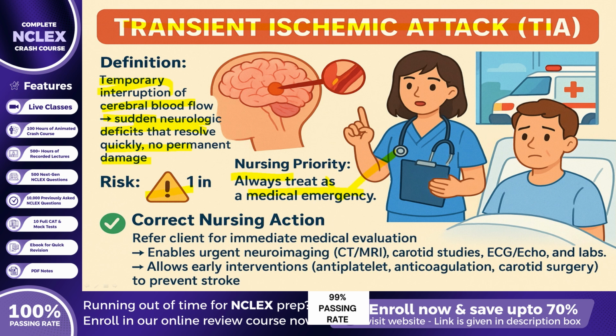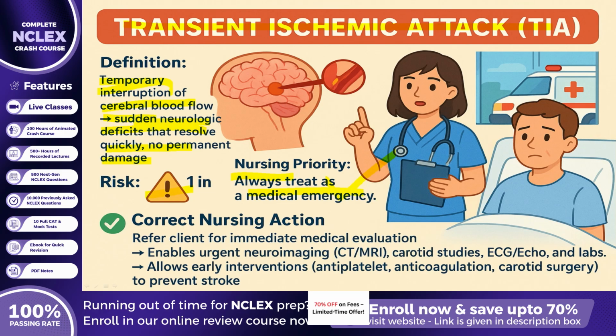Standard assessments include CT or MRI of the brain, carotid imaging, electrocardiogram or echocardiogram to rule out atrial fibrillation, and a series of laboratory studies. The goal is to rapidly identify and treat the underlying etiology, whether it be a cardiac source of emboli, carotid artery stenosis, or uncontrolled hypertension.